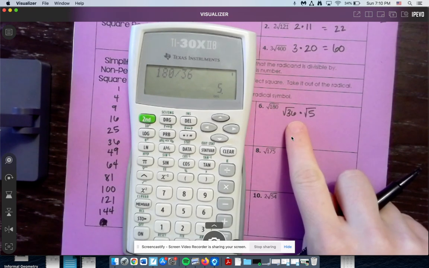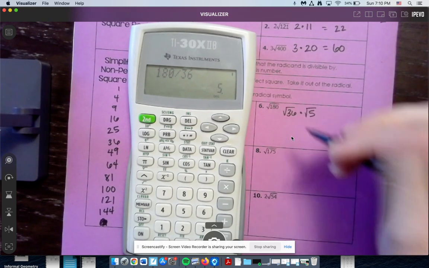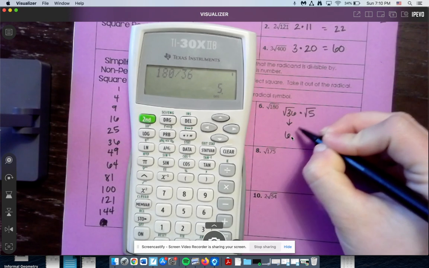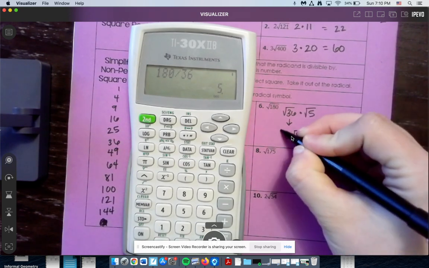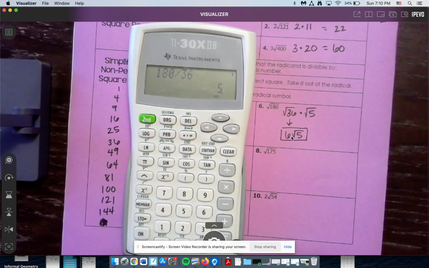Okay, what is the square root of 36? That's our perfect square, and we know it's 6. The square root of 5 isn't a perfect square, so we just attach it. And there we go. 6 root 5.